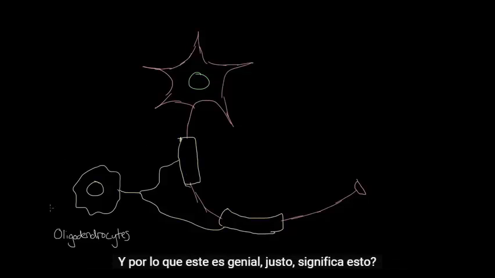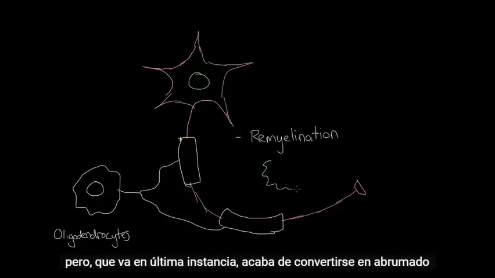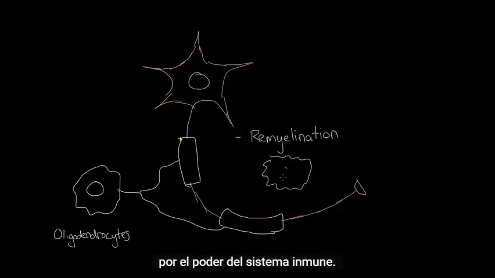And so this is great, right? This means that the brain has a natural healing process. And we call that remyelination. But as time goes on, that remyelination actually becomes less and less effective. So the oligodendrocyte will really try to remyelinate the axon to the best of its abilities, but it'll ultimately just become overwhelmed by the power of the immune system.